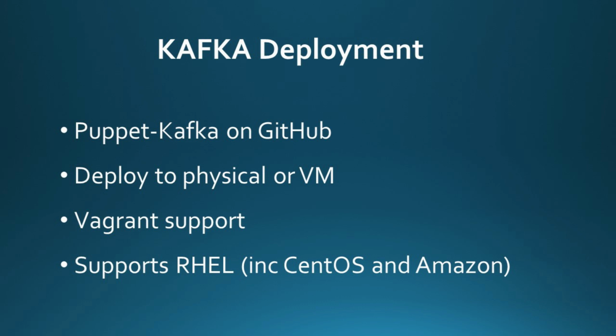You could deploy Kafka to physical or virtual machines. You could deploy it in Vagrant. You could also build an image in VirtualBox and deploy it there, and you could also run it in Docker.